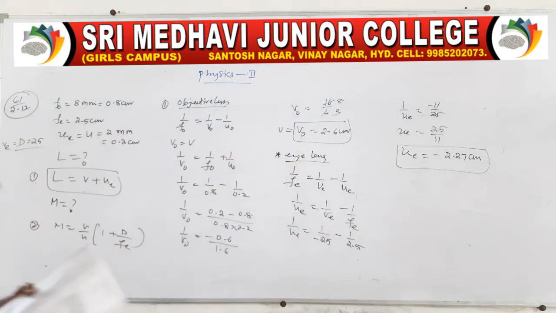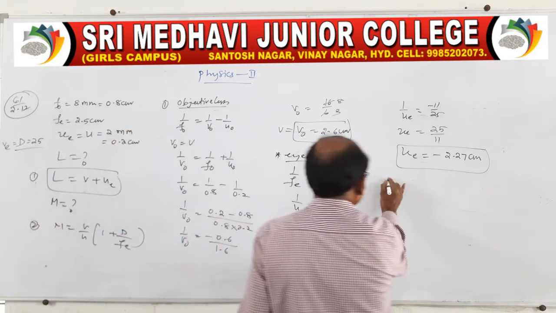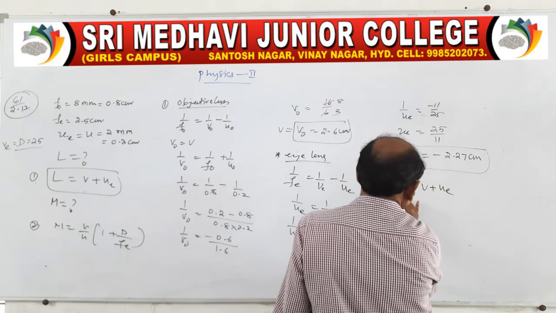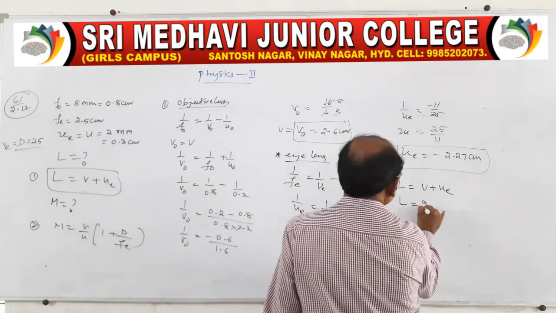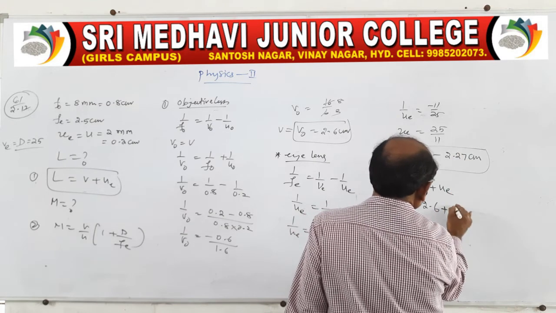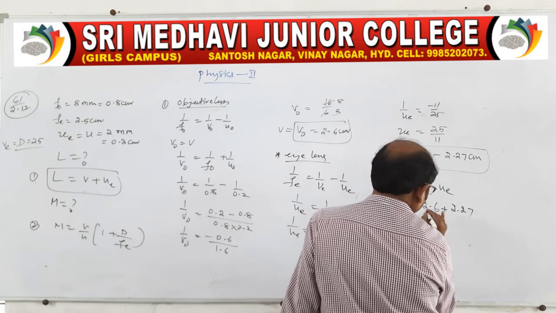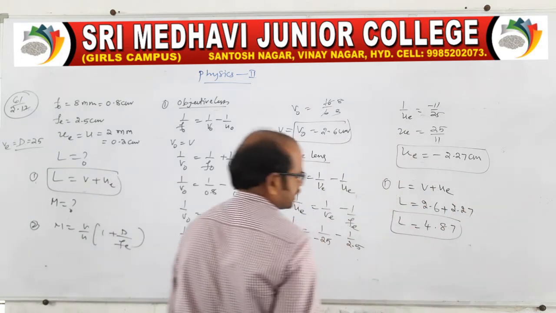UE is finished. Now we have all the values. By using all this, let us find L and capital M. So the first one you take, capital L is equal to V plus UE. So L is equal to V, that is 2.6, plus 2.27. See, approximately we'll get 4.87. This is the distance, right?